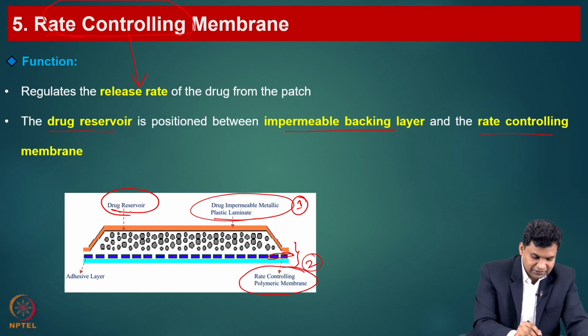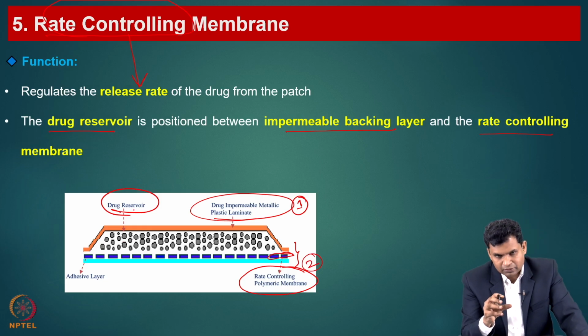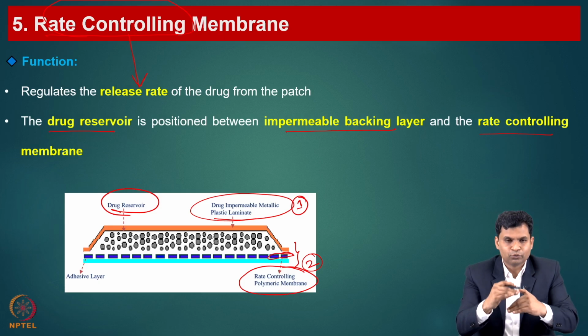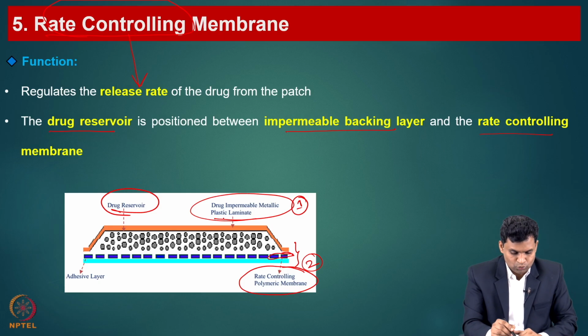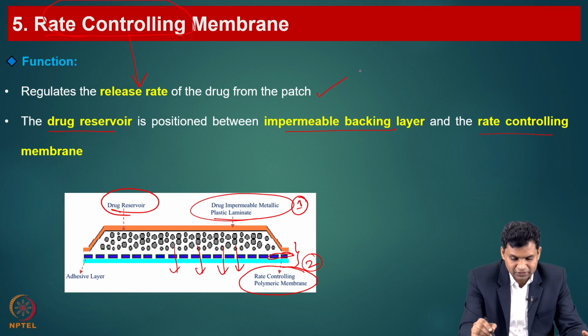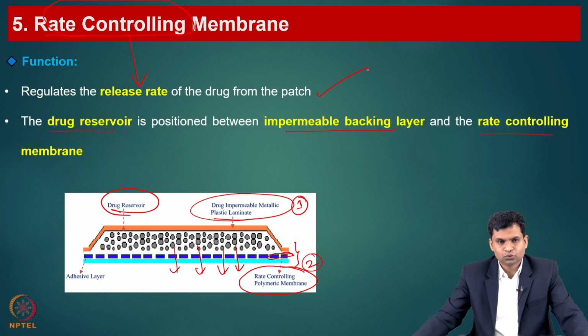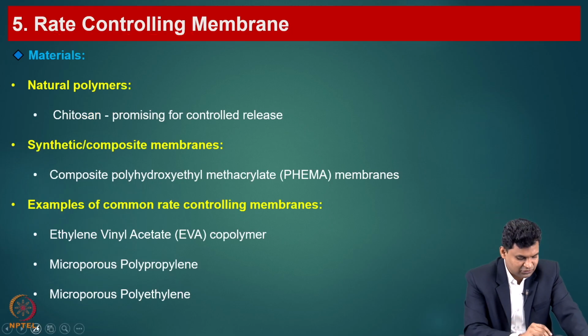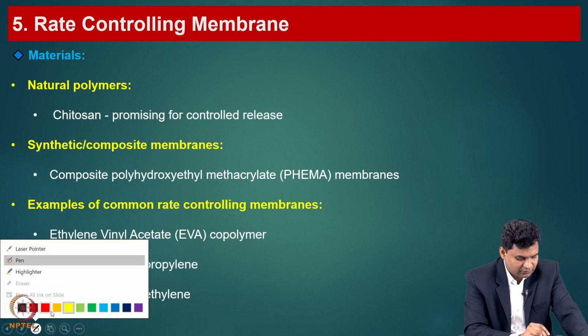In between, the drug needs to be converted into a reservoir system, and that needs to be placed in between these two components. So, that will help for the release of the molecules from the patches. The rate controlling membrane will help for the release of the drug. So, here it will act as a rate controlling membrane. These are the various types of membranes.